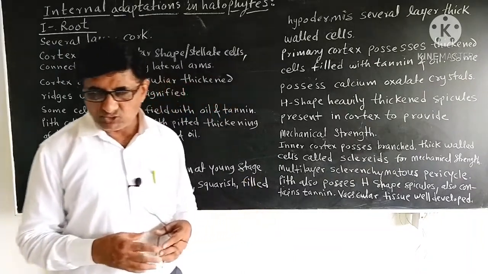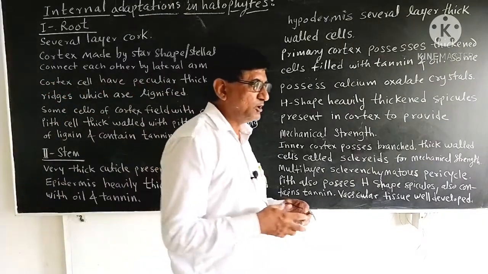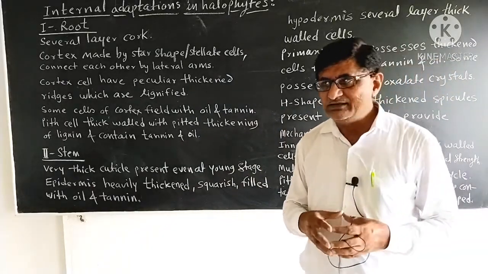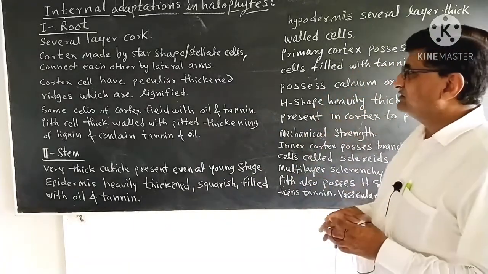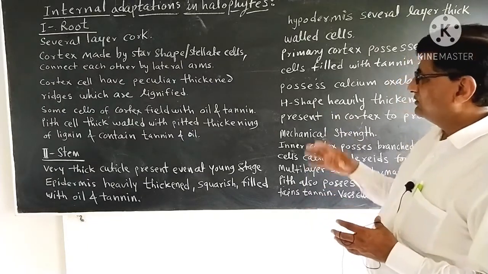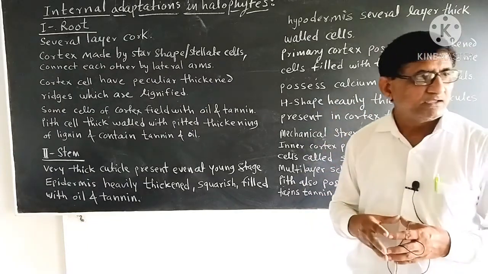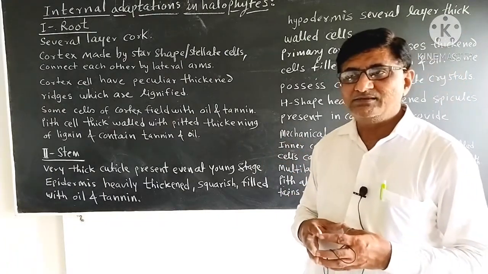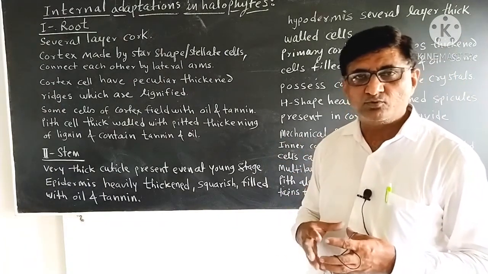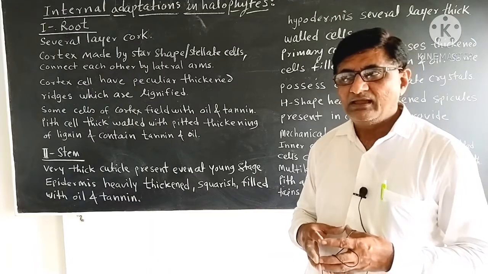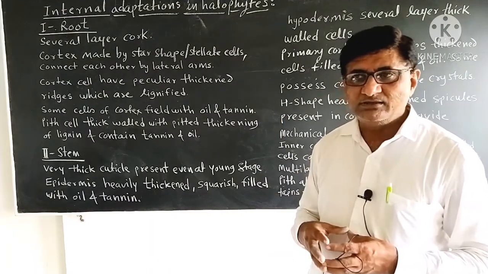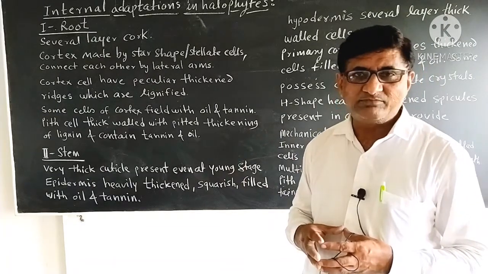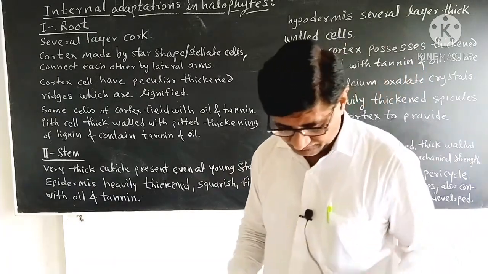The vascular tissue is well developed for better conduction and transportation of the food material. These are some of the ecological adaptations in the root and stem of halophytes. For details, you can also see the figures of TS of root and TS of stem, and you can observe the anatomical structures with the ecological adaptations in the halophytes.